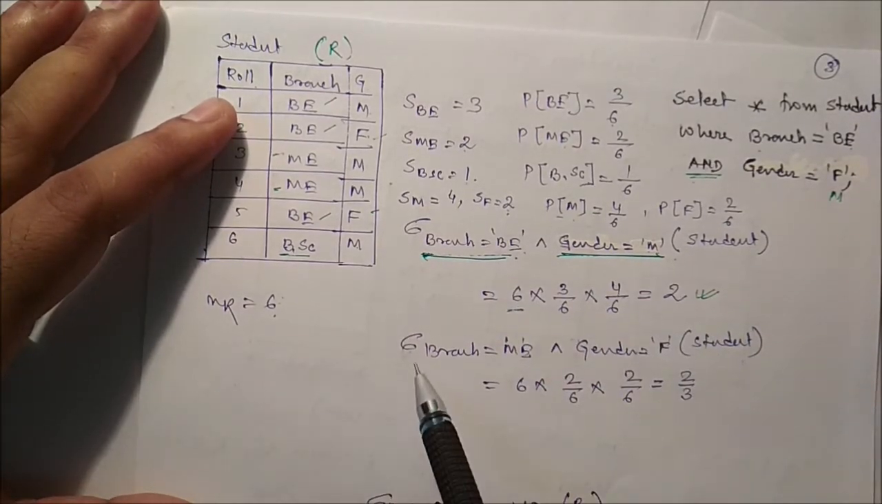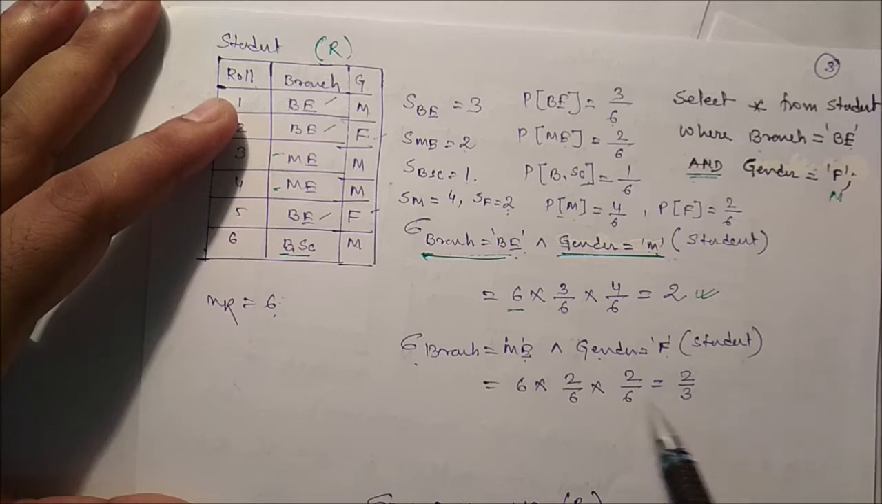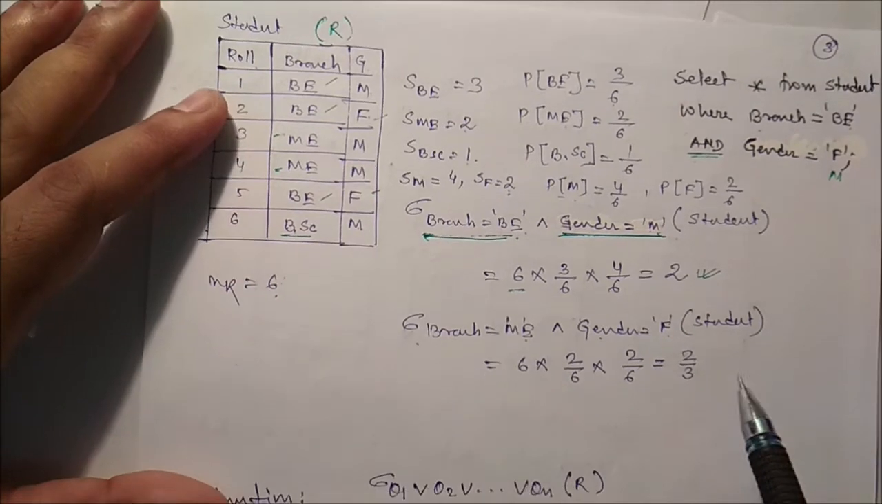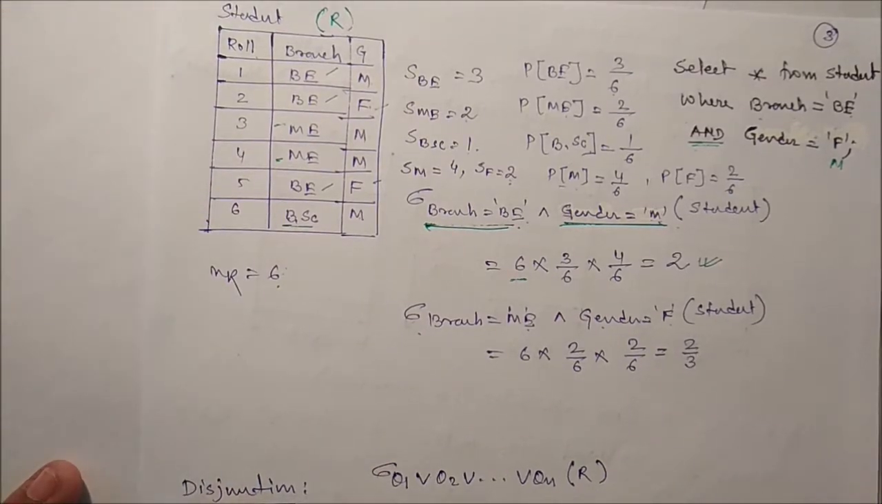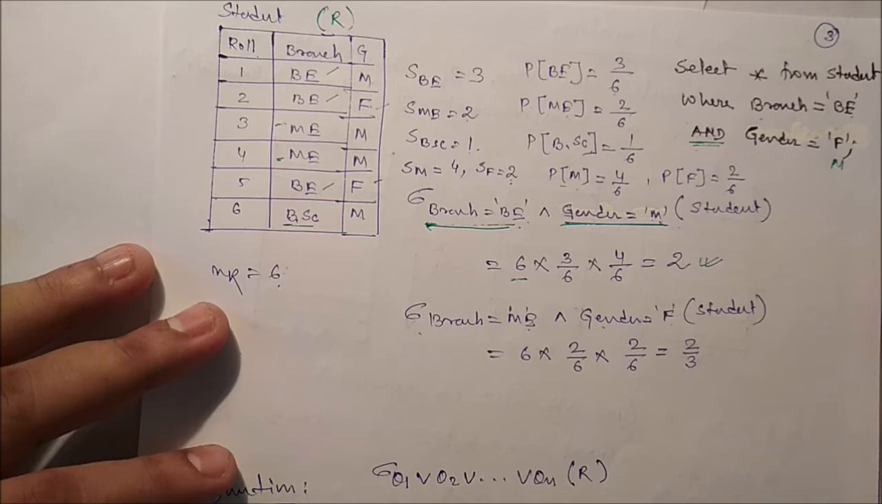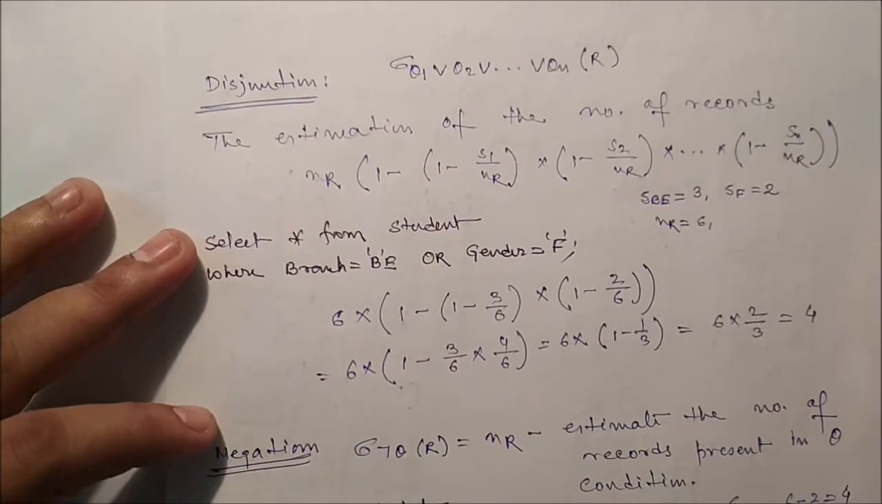Similarly, if branch is equal to BE and gender is equal to female, we can estimate the number of students. Here it is 2 by 3, so we may take the upper limit or the lower limit, that is, the ceiling value or the floor value. In this way you can estimate if a conjunction is there. Now if a disjunction is there, we can see here.